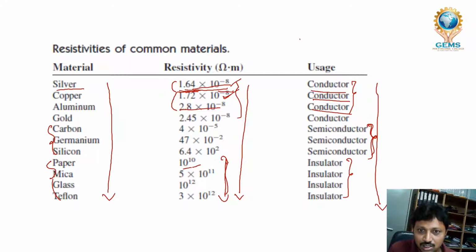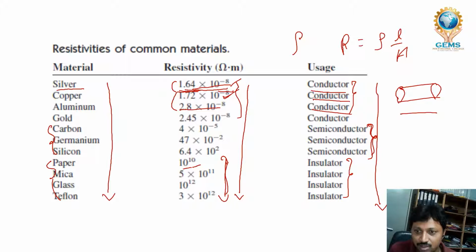So that's how resistivity tells you how the material will resist the flow of current. This resistivity will keep changing. You just see that R is equal to rho L by A. If you take two conductors of the same size, the length is also the same, this conductor's cross-sectional area is also the same.